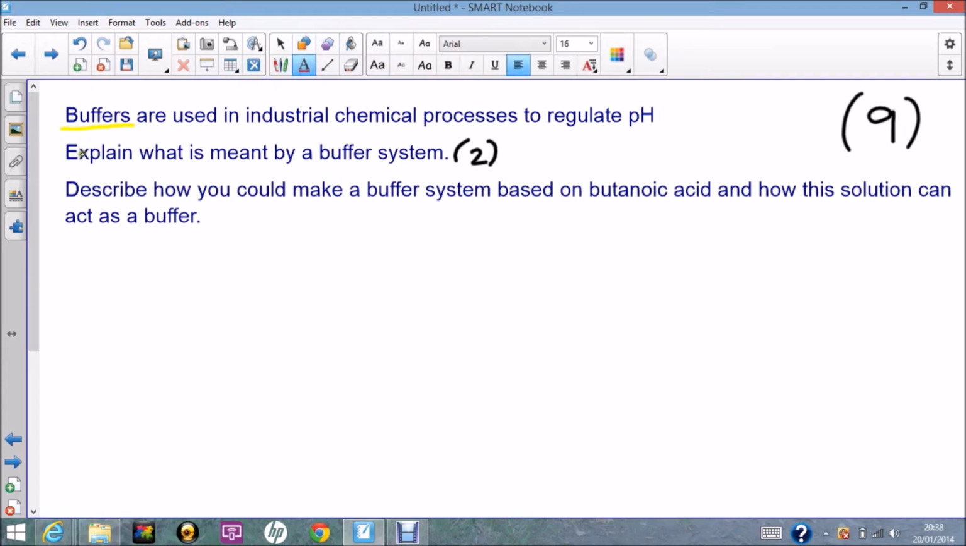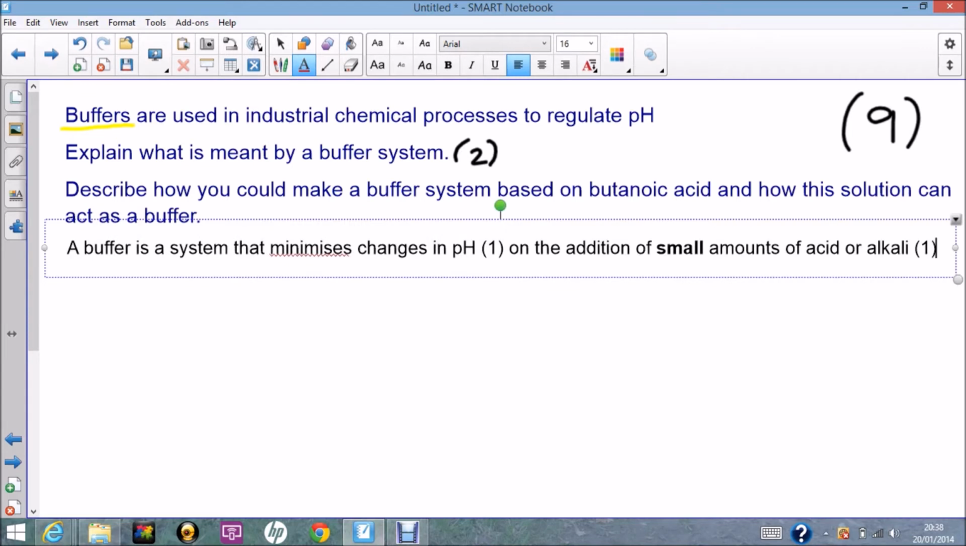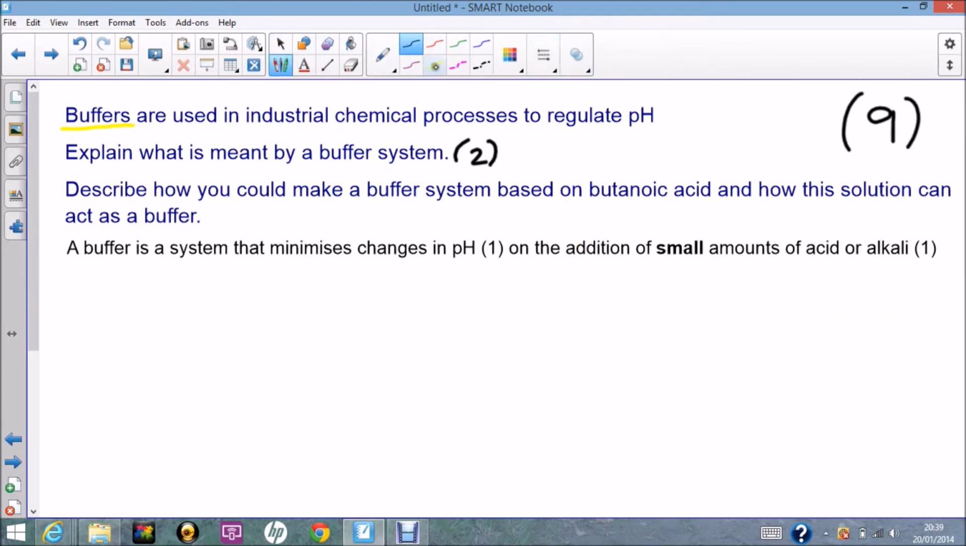So the answer, we're going to start off by giving our definition of what a buffer is again. Definition: a buffer is a system that minimises changes in pH for the first mark. After that definition then, on the addition of small amounts of acid or alkali. Once again, please do make sure that you say small amounts because that is required usually in a mark scheme. Because buffers only will work if you add small amounts of acid or alkali, otherwise they become overloaded and they no longer work. So that's the first bit dealt with.